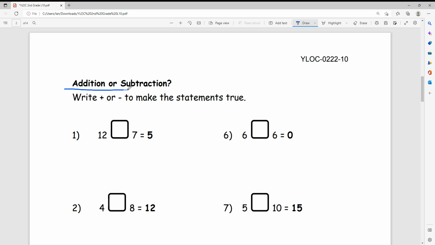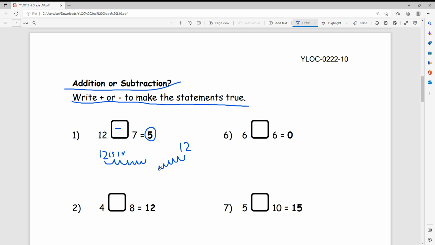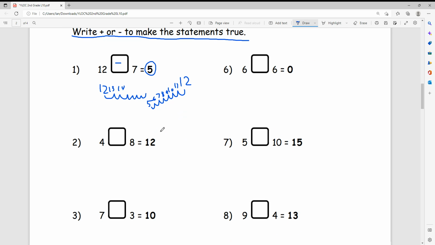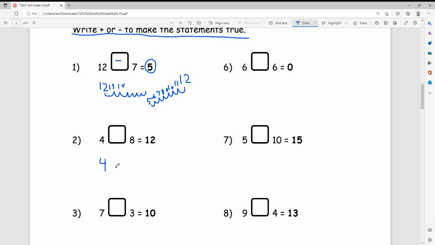So next is addition or subtraction, and it says write the plus or minus sign to make the statements true. So 12 plus 7, let's do this, 12 and then plus 7, 1, 2, 3, 4, 5, 6, 7, and we know that 13, 14, 15, and so on would not equal 5. So therefore, it would be minus, and we can check it to make sure. So 12, and then go 1, 2, 3, 4, 5, 6, 7. Count down 11, 10, 9, 8, 7, 6, and 5. So we know that this is subtraction. So 4 plus 8, or 4 minus 8.